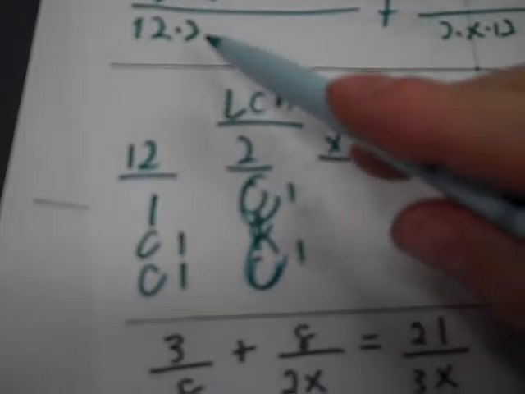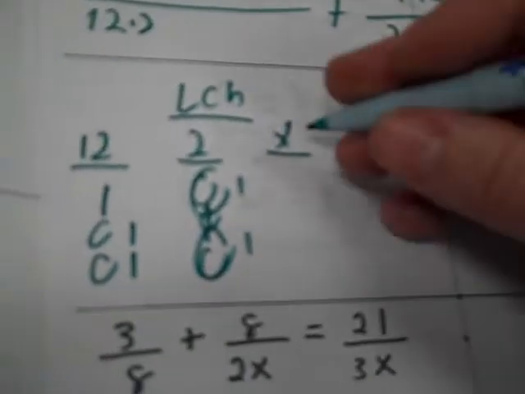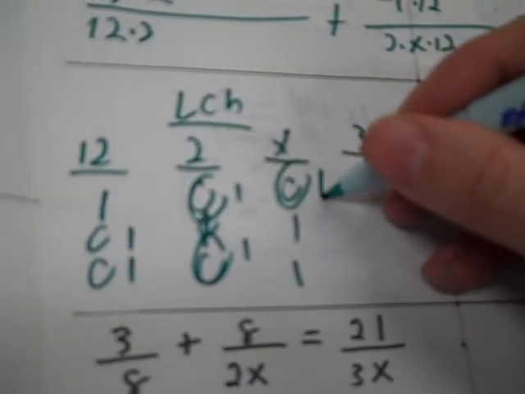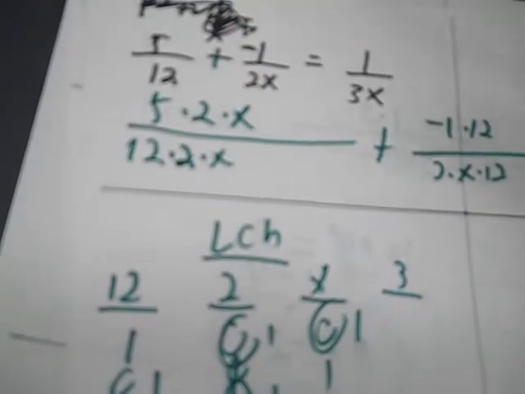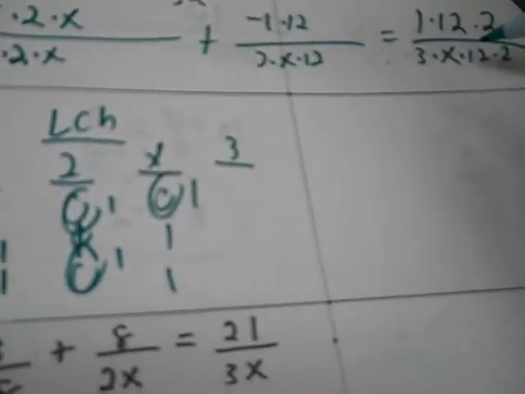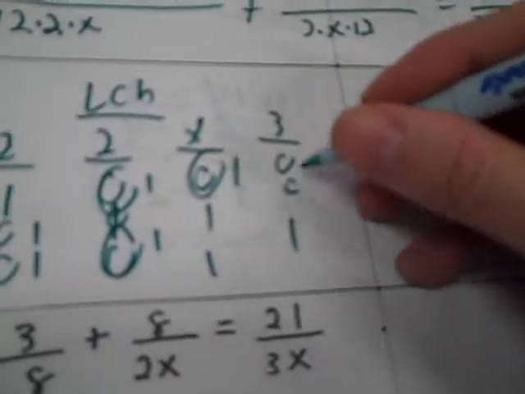Okay, x, I got 0, 1, and 1. So this one has to get with the program and have an x. So times x, times x. And then 3, that's a 2 there. I have 0, 0, and 1. So we got to raise those up so they have 1 factor of 3.